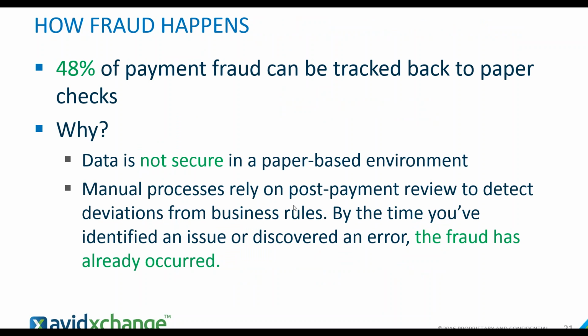So how does fraud happen? Well, 48% of payment fraud can be tracked back to paper checks, unfortunately, and it's just simply because the data is not secure in a paper environment. And with a check, you're really relying on some post-payment review to detect those deviations from the business rules. So whether it was someone forging a signature, whether it was someone not adhering to an approval process for the right people to approve a high dollar type of payment, by the time the fraud or the error has occurred, it's too late. The money is gone and the check has already gone out.